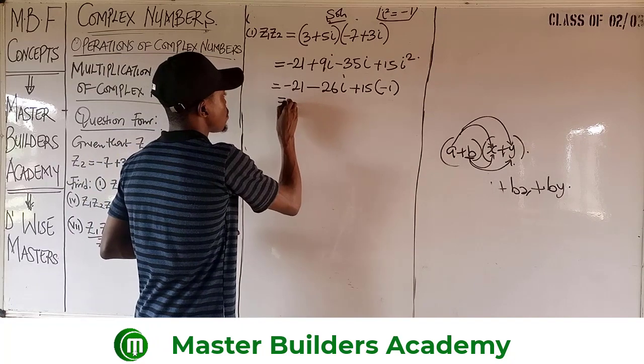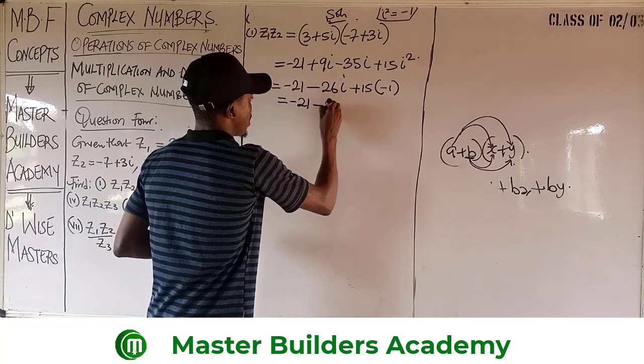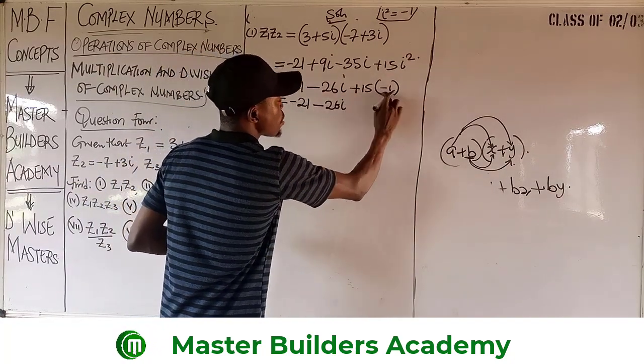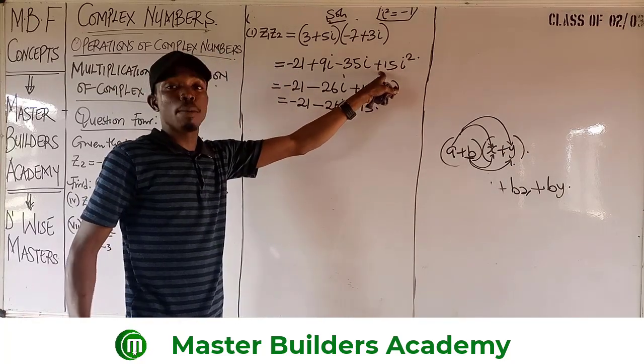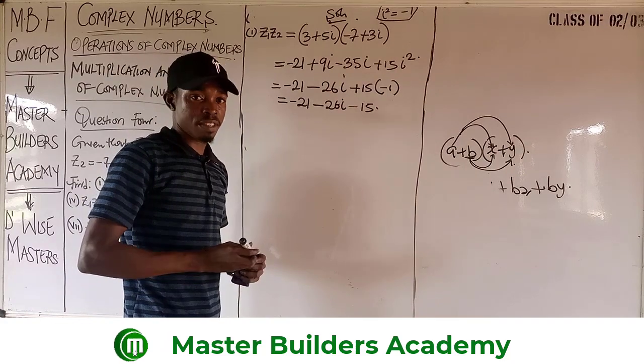So at this point, this will give us -21 minus 26i. 15 multiplied by -1 will give us -15. So it's simply changing the sign to its opposite sign.